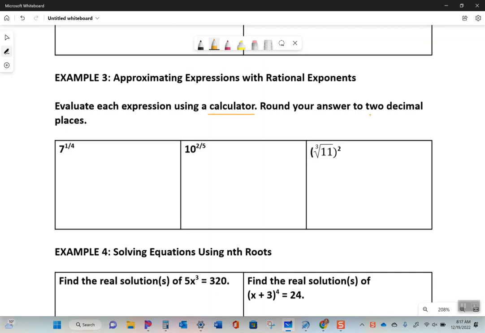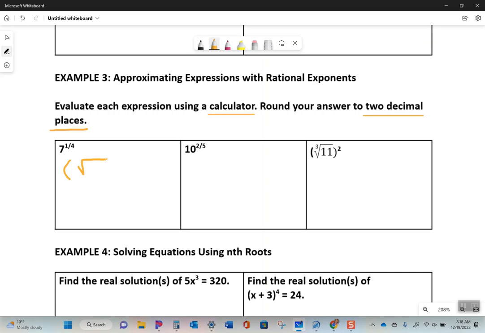It says round to how many decimal places here? 2 decimal places, okay? I think what would be important is to write this in some kind of radical form first. So I have 7 to the 1/4 right here. When I do this, this is going to become a root of 7. What's the index going to be out there in the front? Not 1, but the 4 will be the index there, right? And then I'm going to put a 1 out here.